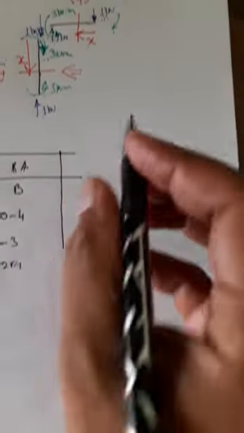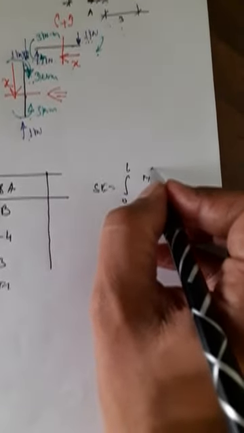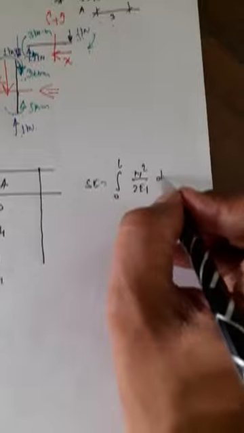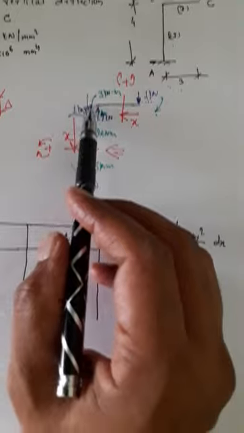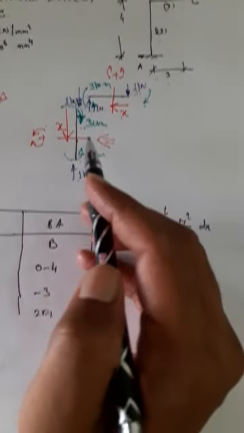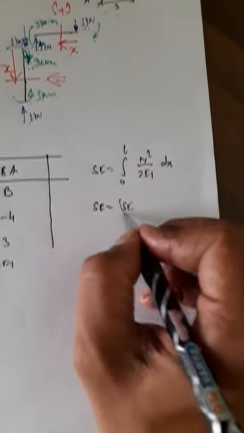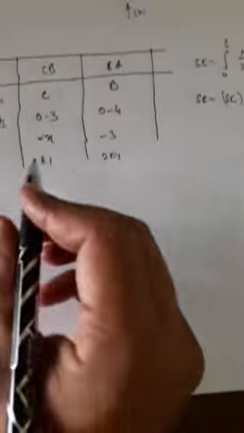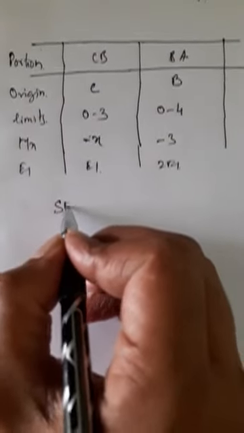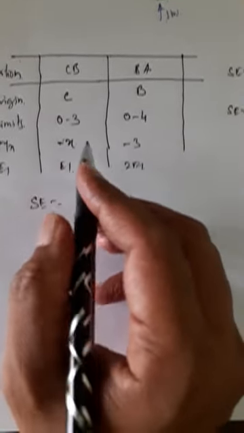Now let us write the strain energy equation. So strain energy is what? Integration of 0 to L, M square by 2EI dx. Now here I have to write the equation two times, once for BC, next for BA. So I can write strain energy is equal to strain energy of BC plus strain energy of BA. Now let me go on writing the equation. So strain energy for BC, sorry, BC or CB.